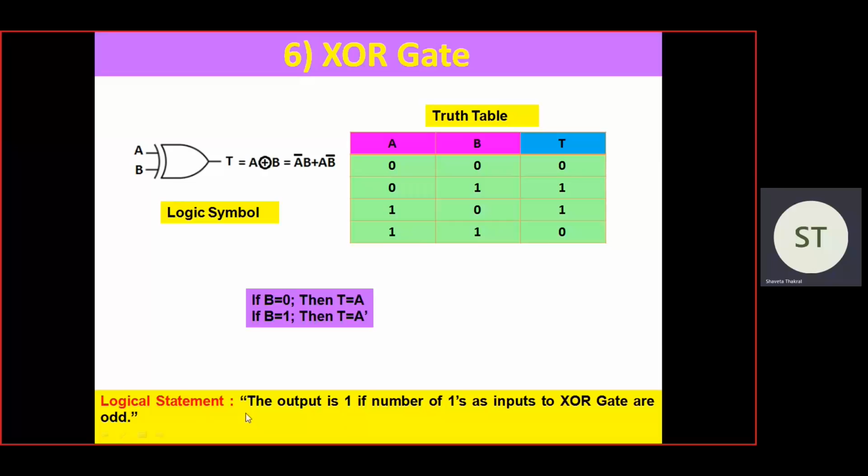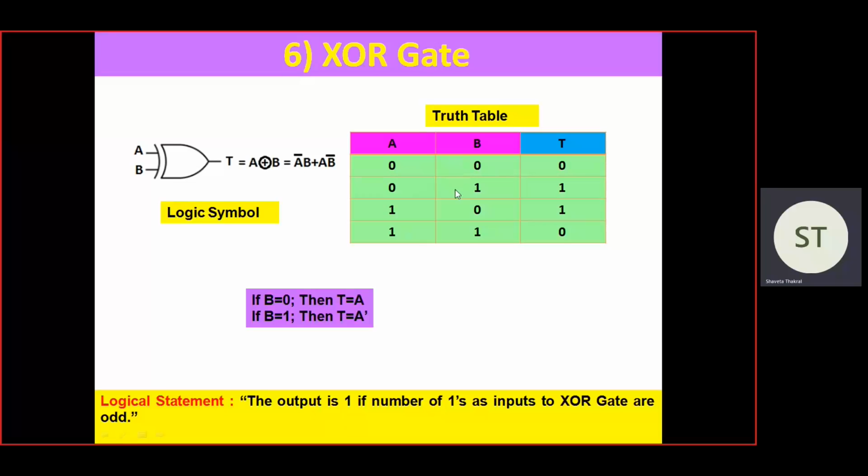So this is the logical statement: the output is 1 if the number of ones as input to the XOR gate is odd. And what is the speciality of the XOR gate? If we put B equal to 0, then what do we get here? A is 0, T is 0; A is 1, T is 1. That means T copies A.